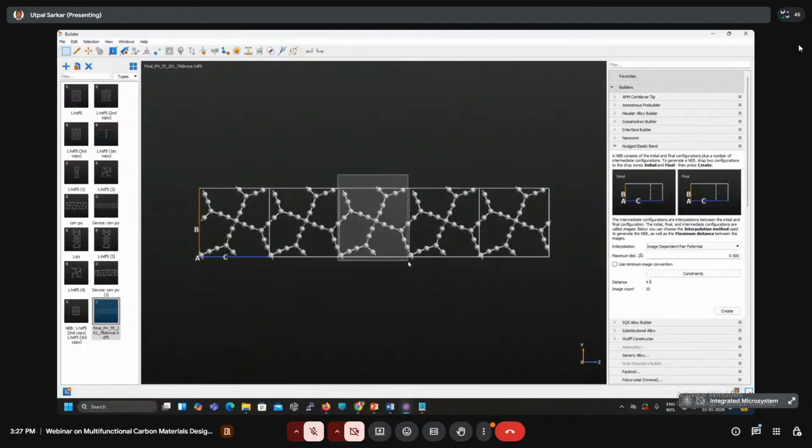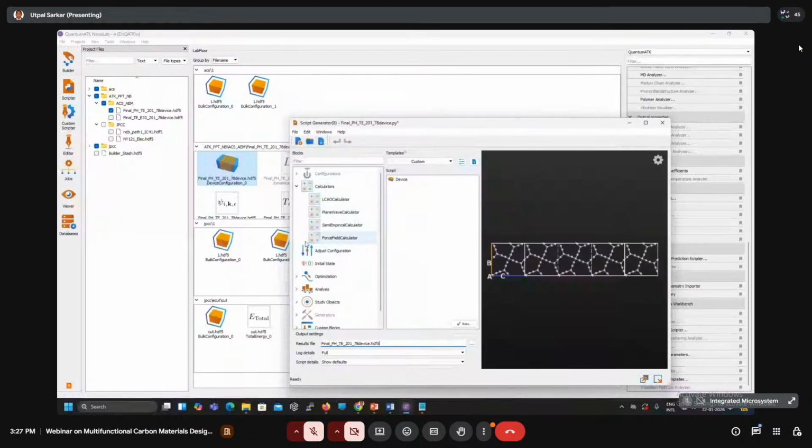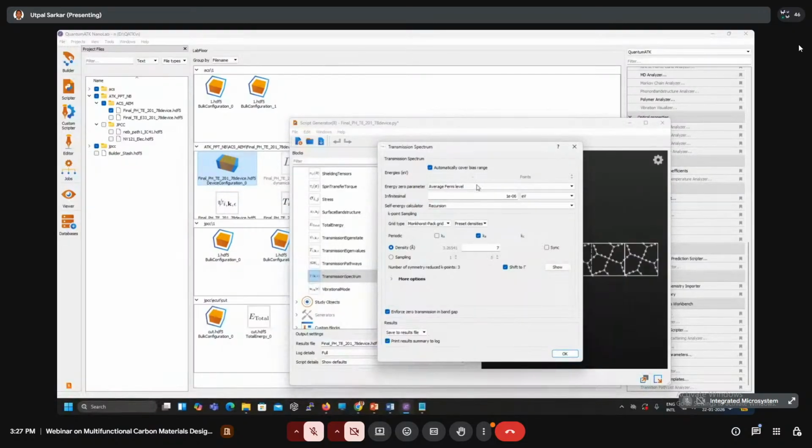Here the first one is the central scattering region. So now we will calculate the transmission spectrum, the transmission properties, and under the transmission properties we will calculate all the thermoelectric properties like the Seebeck coefficient. For this we again have to choose the calculator. Then we have to choose the analysis section. In the analysis section there is an option, transmission spectrum. Then we select transmission spectrum. This is the electronic transmission.